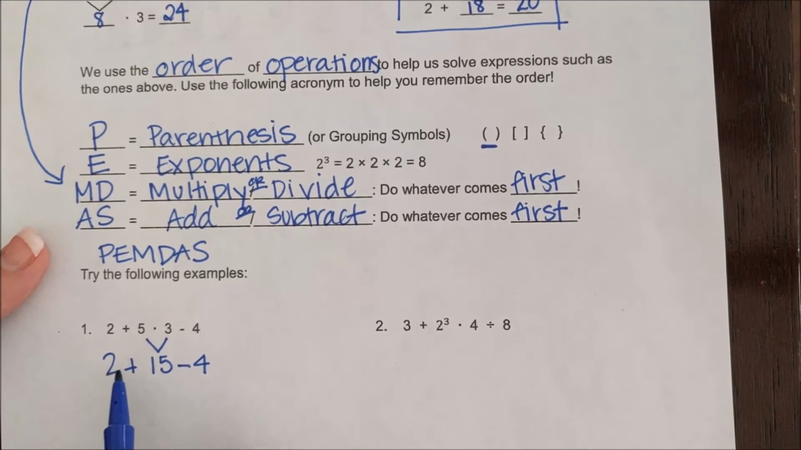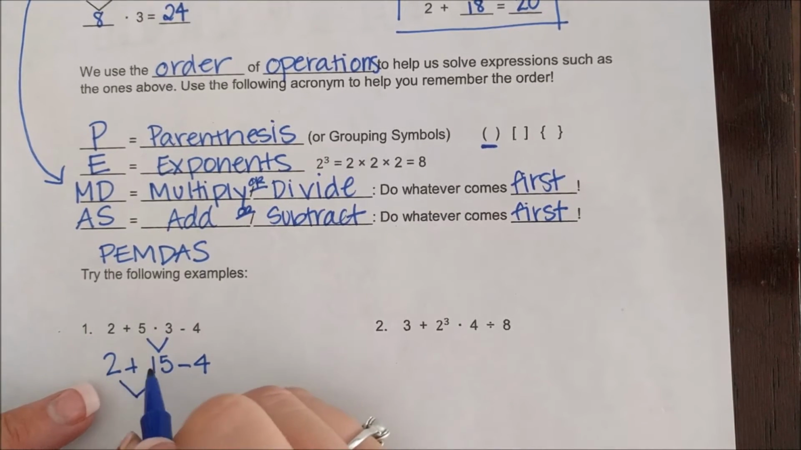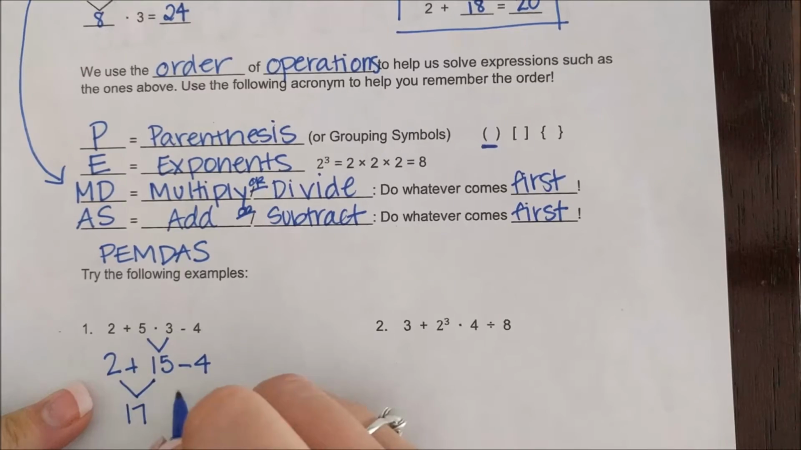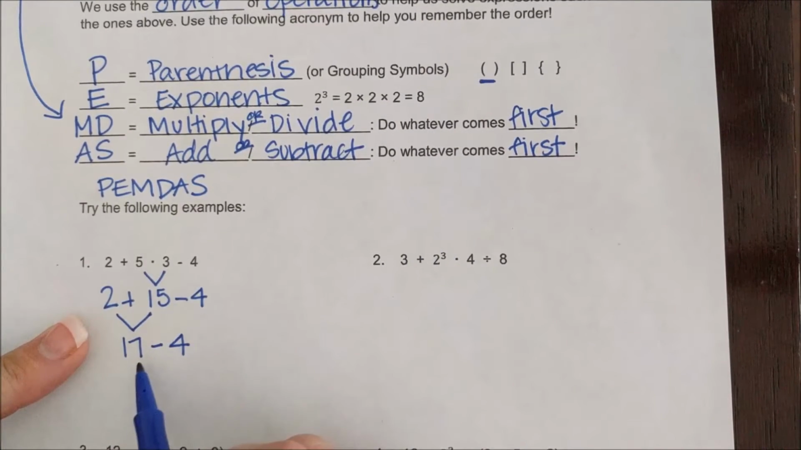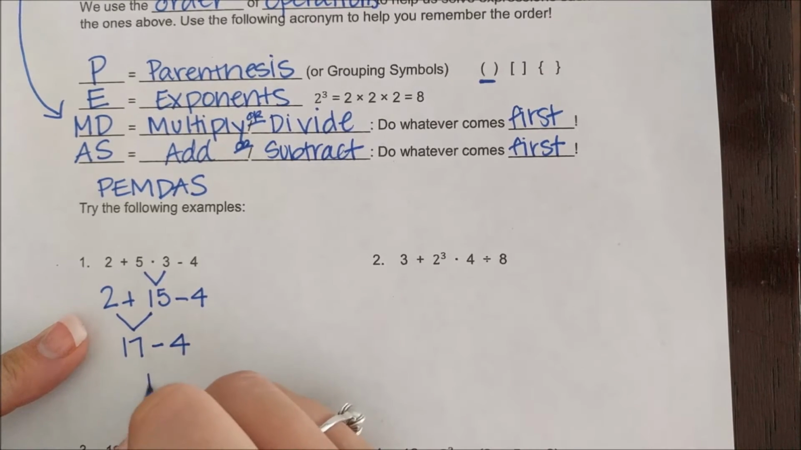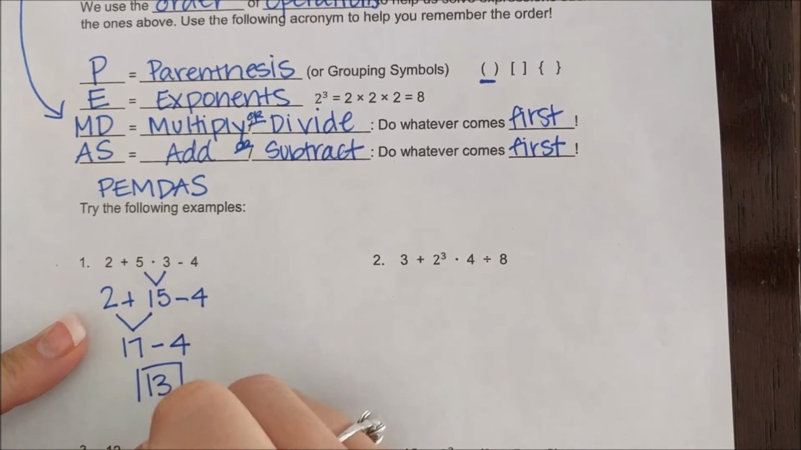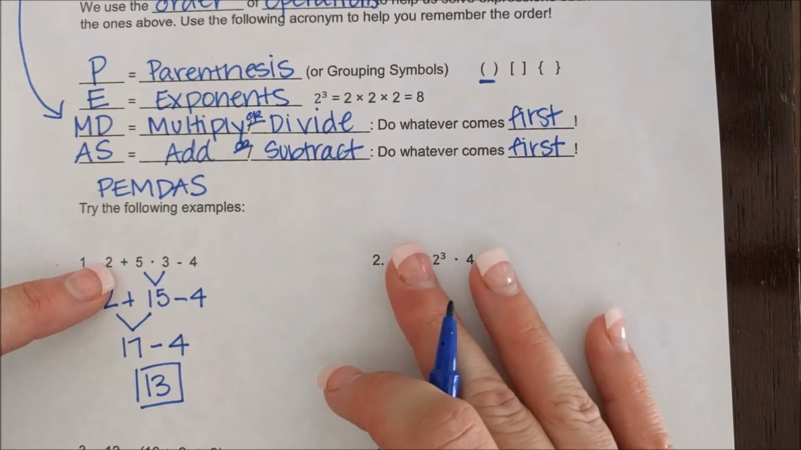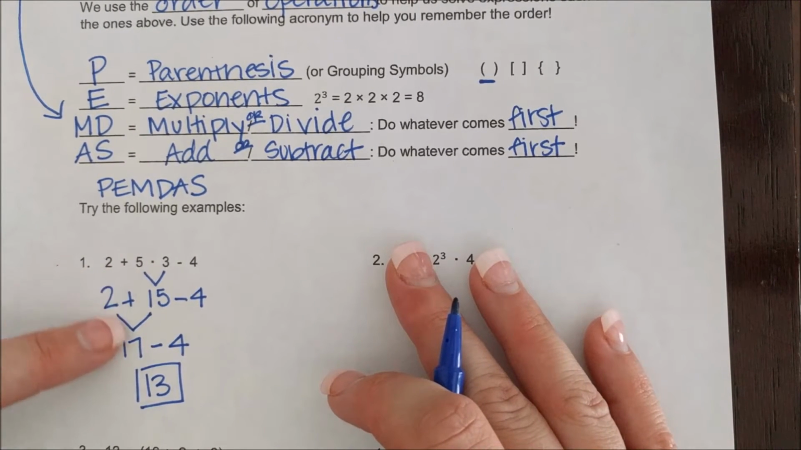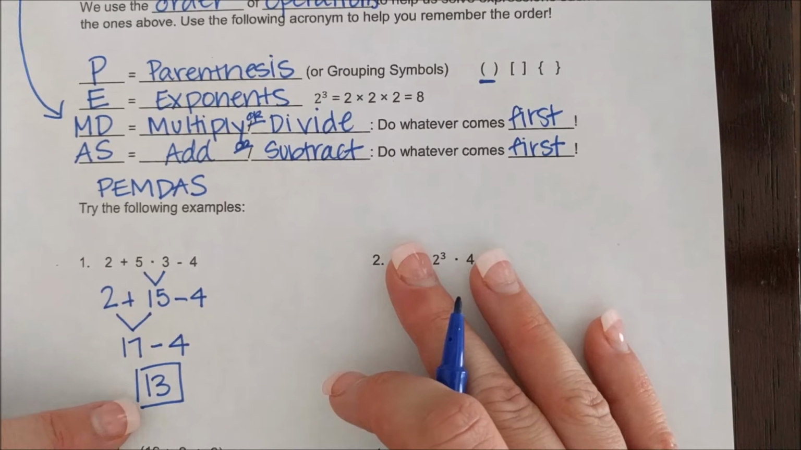So when I start to the left, the first thing I come to is addition, so I'm going to do that first. 2 plus 15 is 17, and again, I'm copying down. Now I have 17 minus 4, and that is 13. So when I take this expression and I use our order of operations, our PEMDAS, I get all the way down to 13. So 13 would be your answer.